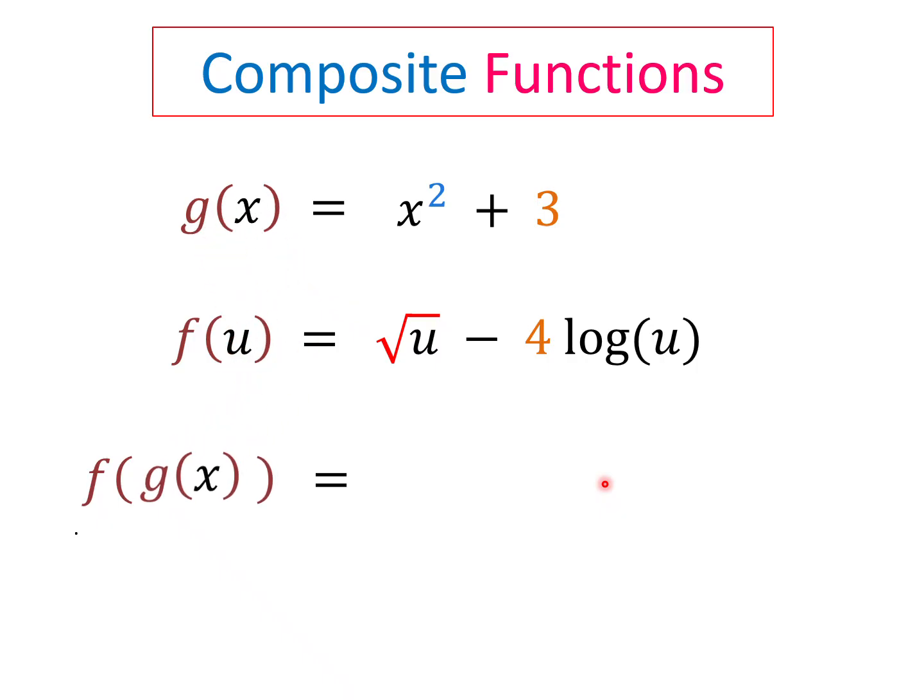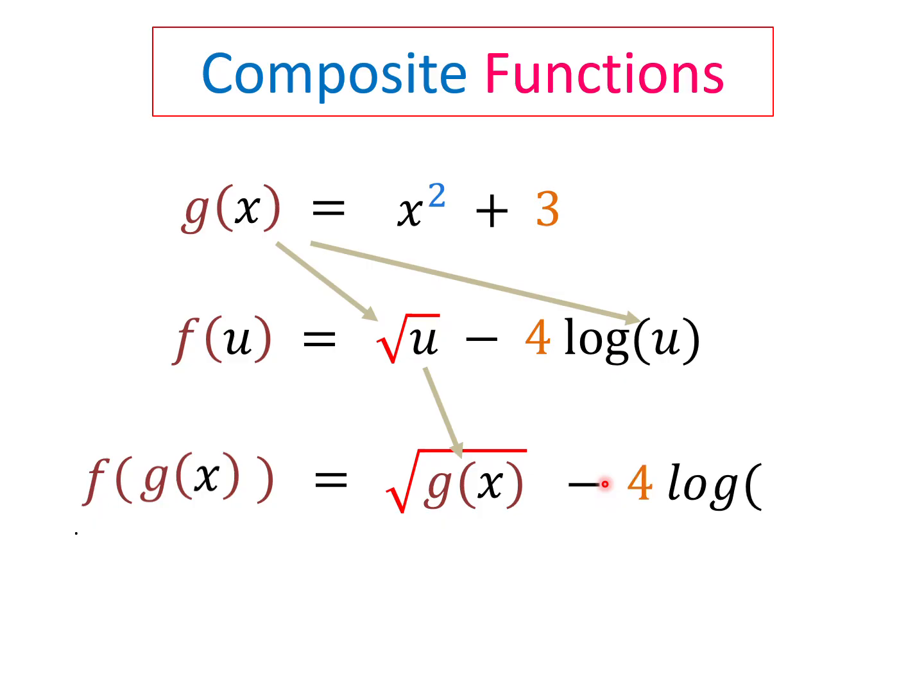So f of u becomes f of g of x is equal to square root of u becomes square root of g of x on the right hand side. Similarly, 4 log u becomes 4 log g of x. So this is the composite function in terms of g of x.